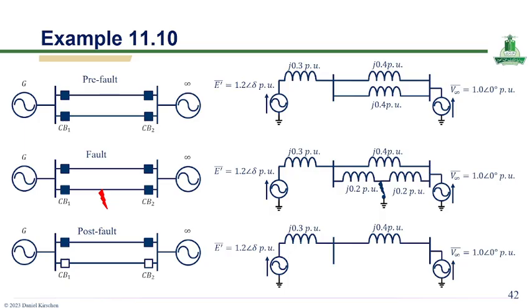After fault clearing, the faulted line is disconnected and the system continues operating with only one transmission line in service, resulting in a new post-fault power angle characteristic. So the equivalent reactance models shown on the right side are used to derive the power transfer equations for each operating condition and to evaluate system stability using the equal area criterion.